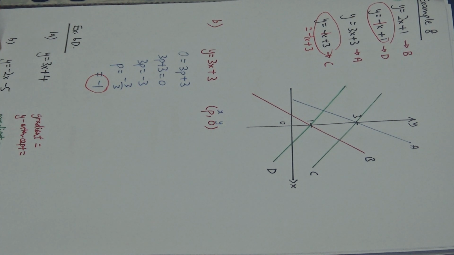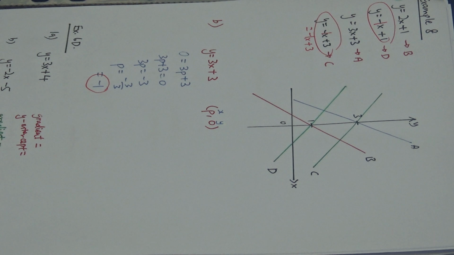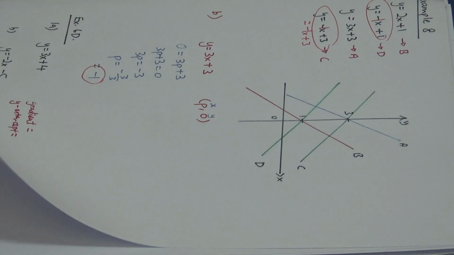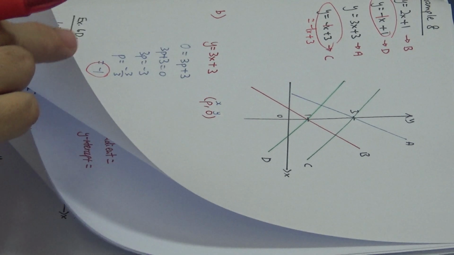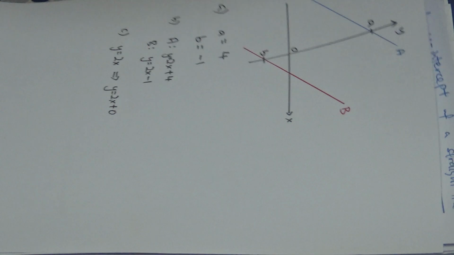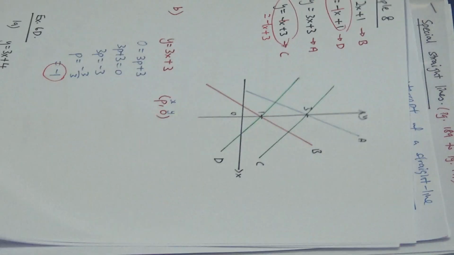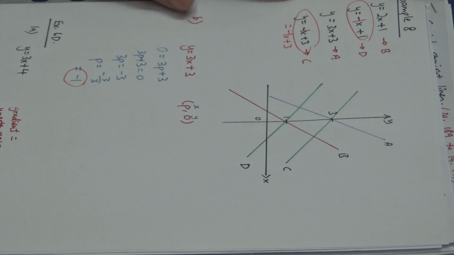The next part, I will be doing exercise 6D, question 1, 2, 3 and 4. And this will be done on your foolscap paper.